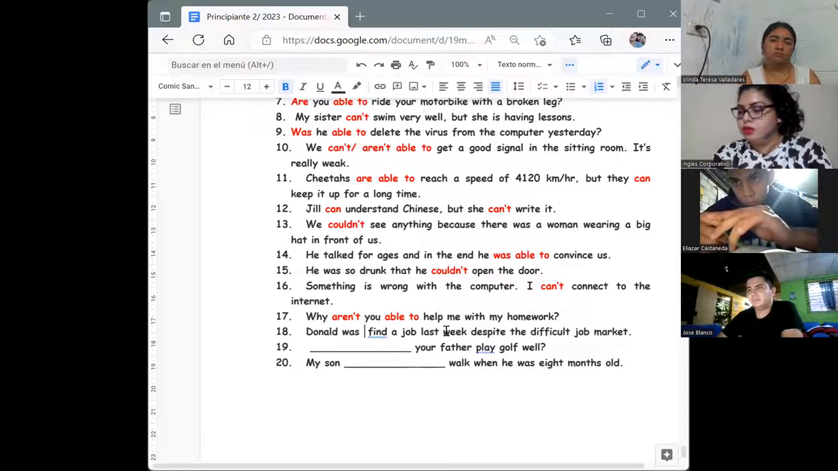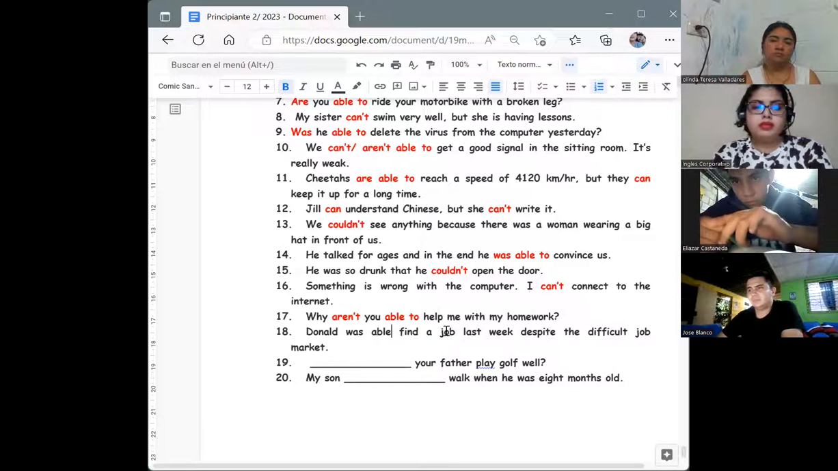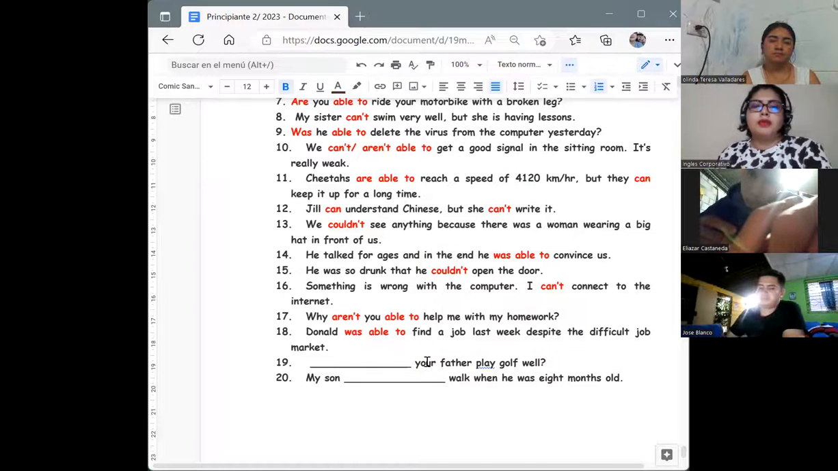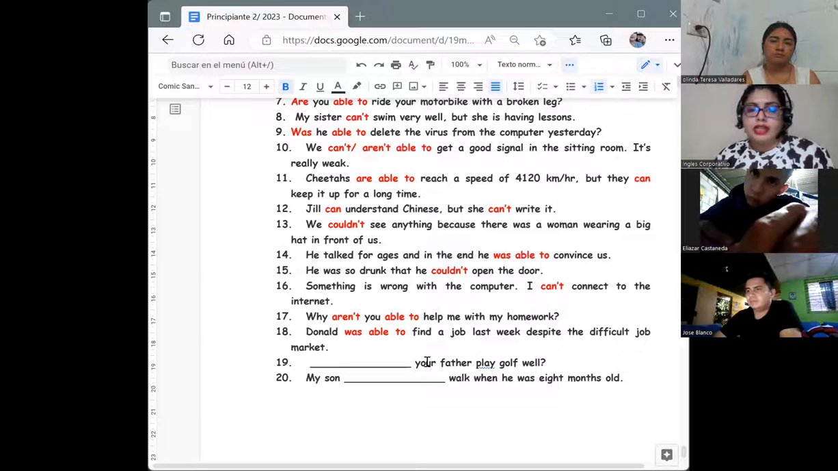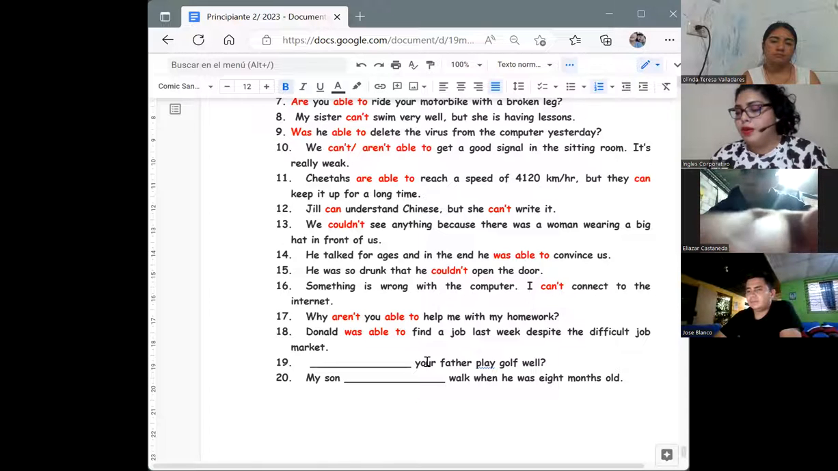Donald was able to find a job last week despite the difficult job market. Donald fue capaz de encontrar un trabajo la semana pasada. A pesar de la dificultad que hay en el mercado de trabajo.